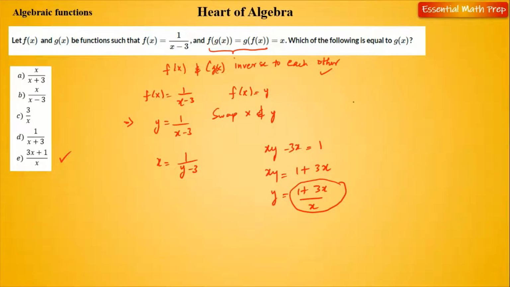Let's say we have y equals 1 over x minus 3, and we have y equals 1 plus 3x over x, right? What if we substitute 1 for x? So this would be 1 over 1 minus 3, which is negative 1 over 2. And this would be 1 plus 3 over 1, which is 4. So negative 1/2 and 4.